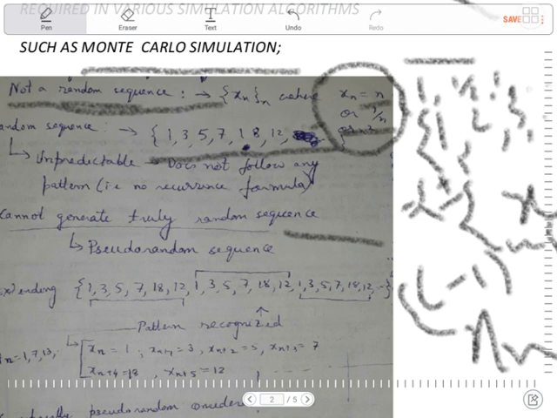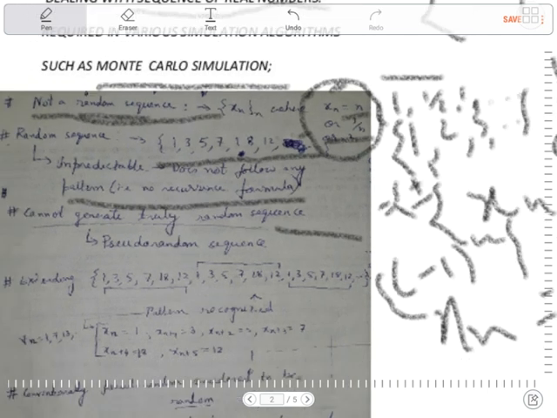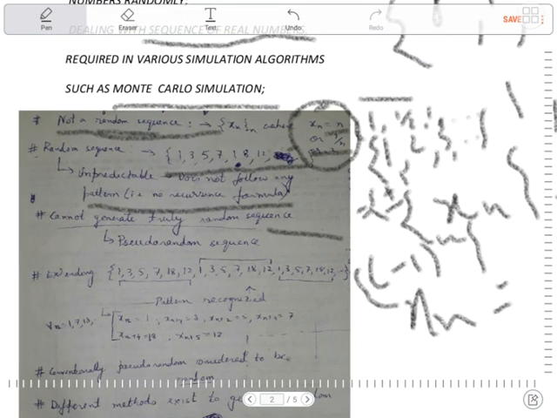Like this, once you know this pattern, you can write all the numbers starting from x1, x2 and x3 like that. Can you say any pattern for this one? You cannot find any pattern for these numbers which I have written like this. So this sequence of writing these real numbers is unpredictable. It doesn't follow any pattern. There is no recurrence formula. So this gives the idea of what I mean by a random sequence.